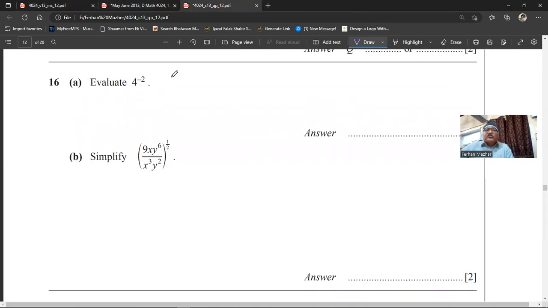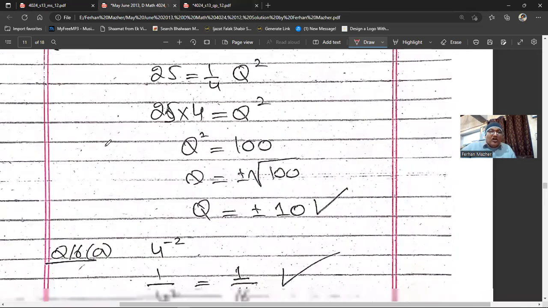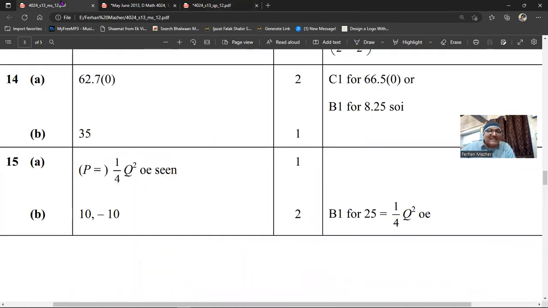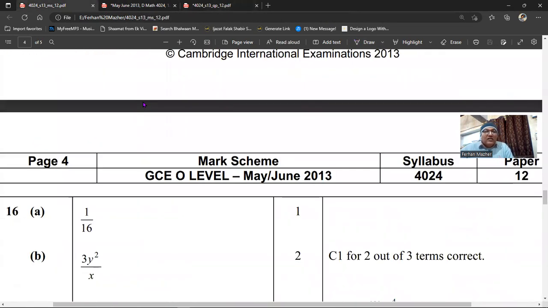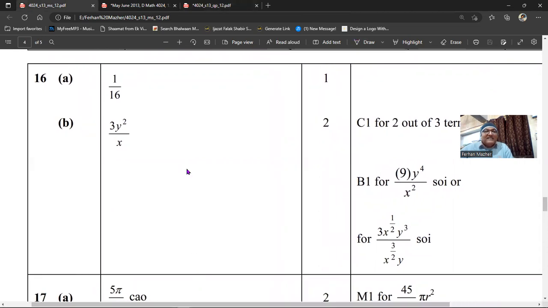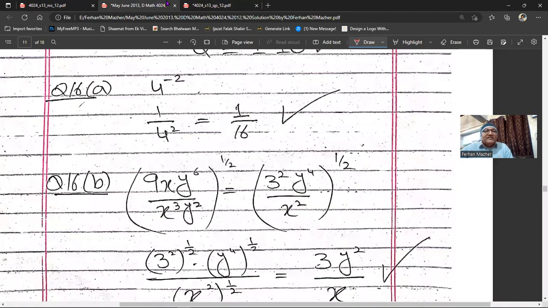The next question is question number 16. He says evaluate A part, evaluate 4 raised to power minus 2. Because the power is negative, so I will bring it downstairs. So it will be 1 by 4 square. And that will be equals to 1 by 16. 1 by 16 is the right answer, sir.